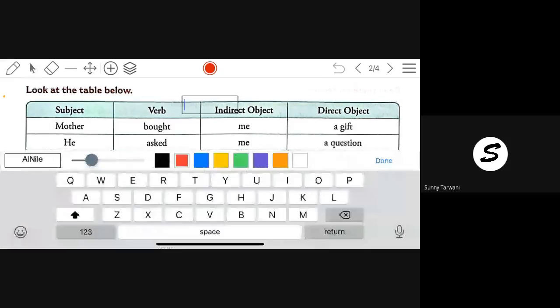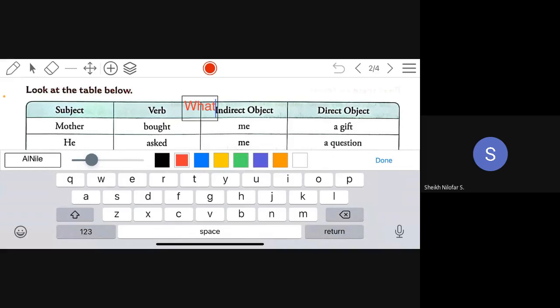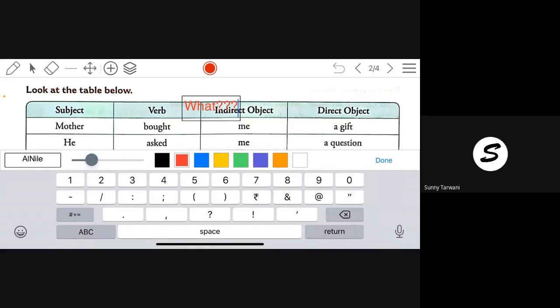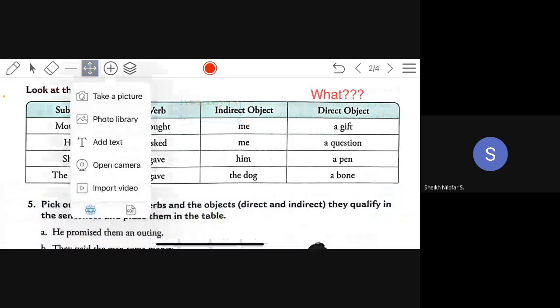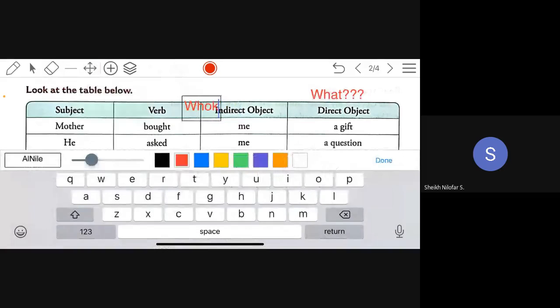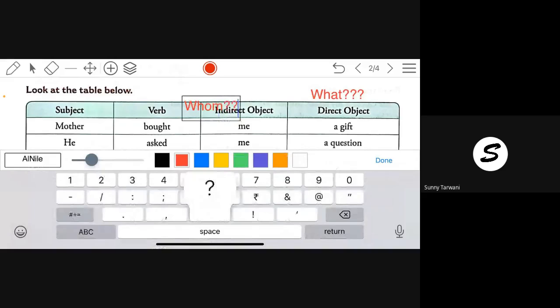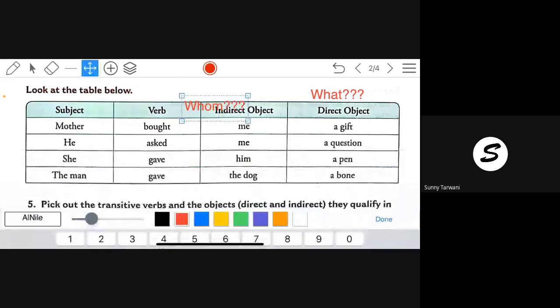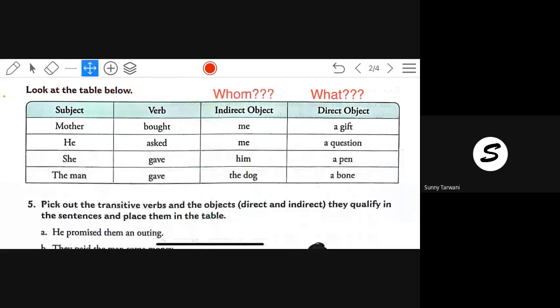For a direct object, what is the question that you have to ask? What? And for the indirect object, whom? You have to ask the question whom and you will get the indirect object. And if there is no object, then it is an intransitive verb. Any doubt in this table? No. Any sentence? No, because I may ask from the example.